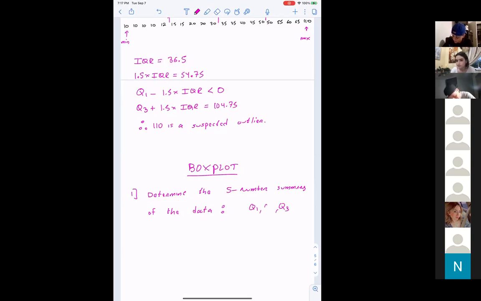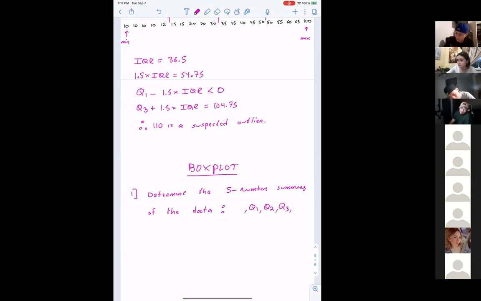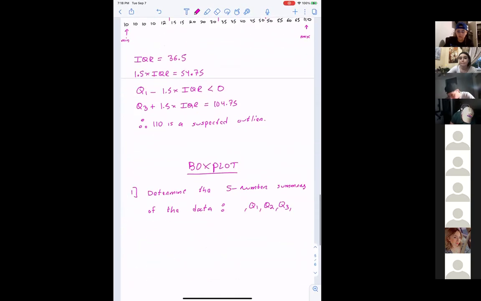Q2. Can we use Q2? What else? IQR? The IQR is not, because I can get that immediately from Q1 and Q3. So I don't need it as an additional. Would it be the maximum? Yes, the maximum and the minimum. The 5-number summary are the minimum, Q1, Q2, Q3, and the maximum.